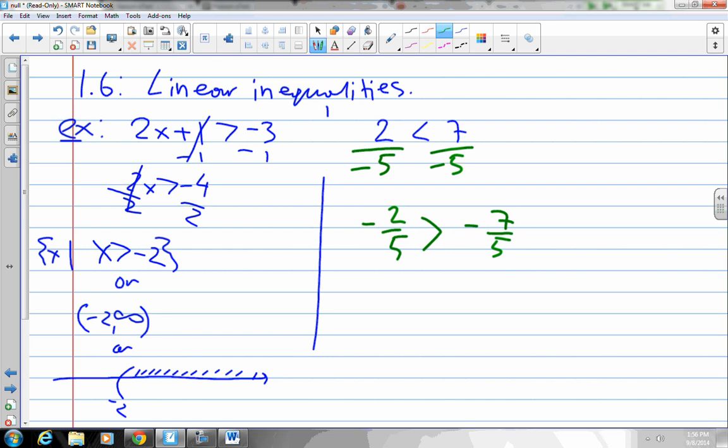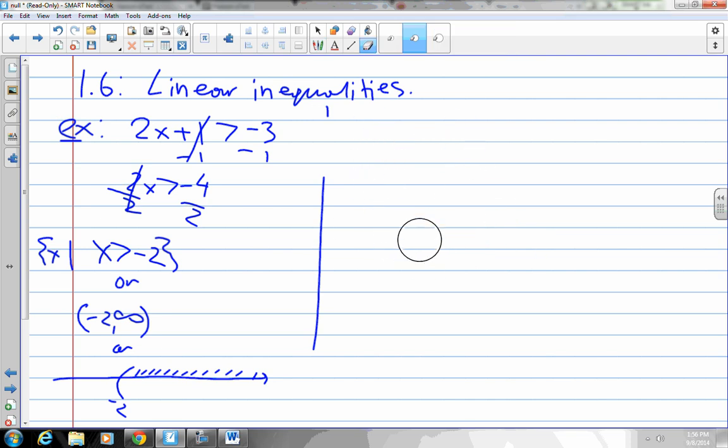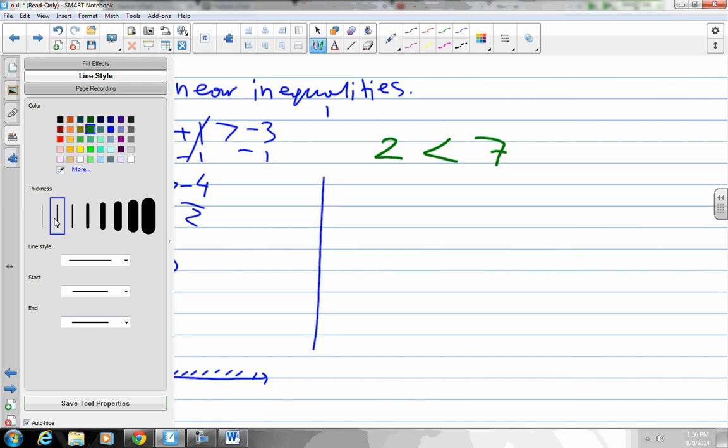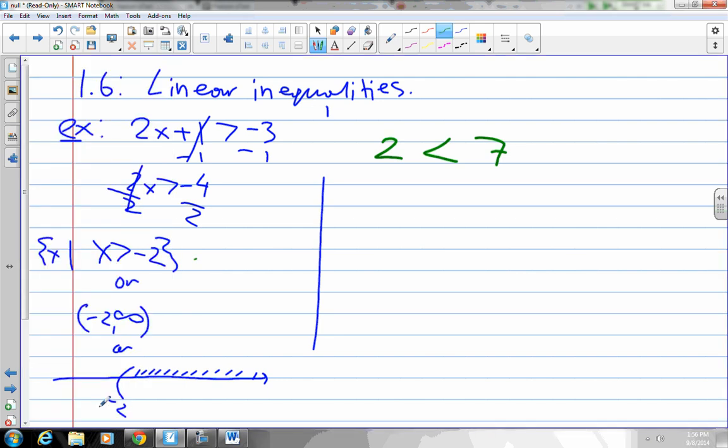There's another instance when the inequality is reversed, and you don't see it very often. If I again start with 2 less than 7, that's a true statement. But if I take reciprocals of both sides, if I flip both sides, which one is bigger now? 1/2. So that's another instance when the inequality gets reversed: when you take reciprocals of both sides. Okay? All right. So we need to keep that in mind.